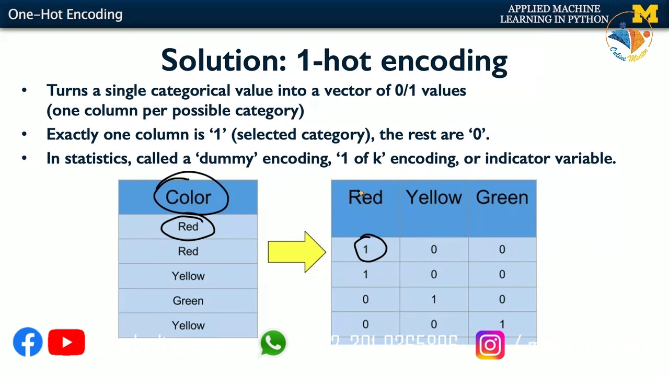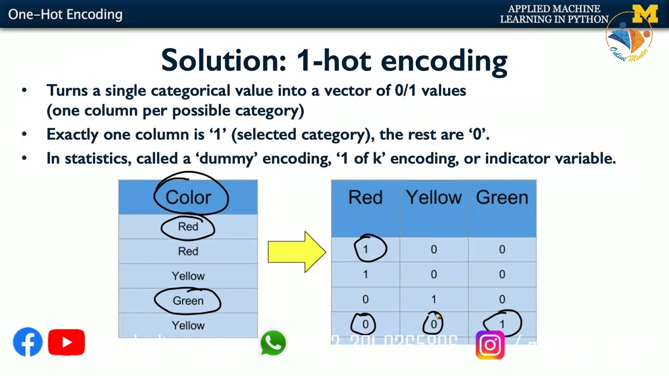So in the one-hot encoding scenario, it's called a one-hot encoding because exactly one column is a 1, and that's the selected category, and the rest of the columns are 0. Let's take another example. Let's say we want to encode the value green for this row, and that's the 4th row. So you can see that in the one-hot encoding version of green, we have a 0 for red, a 0 for yellow, and a 1 for green. So very simple idea, and it's very widely used in statistics. For example, it's called a dummy encoding or a 1 of k encoding or an indicator variable.